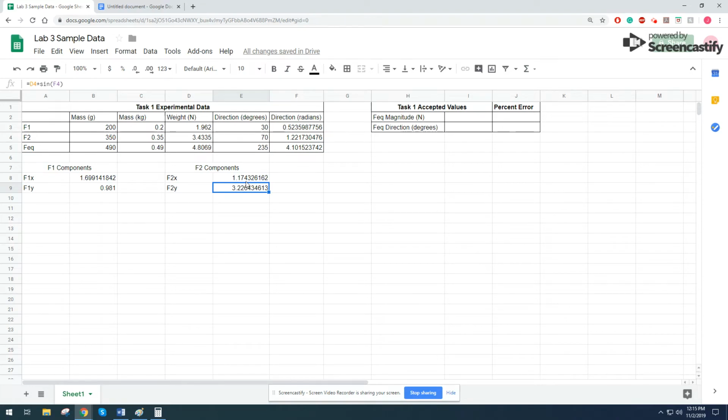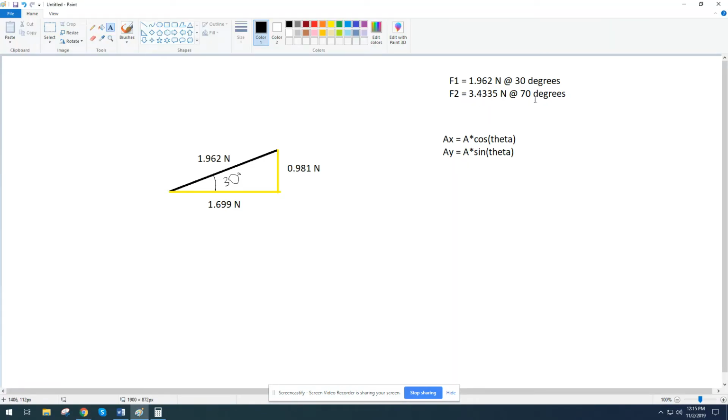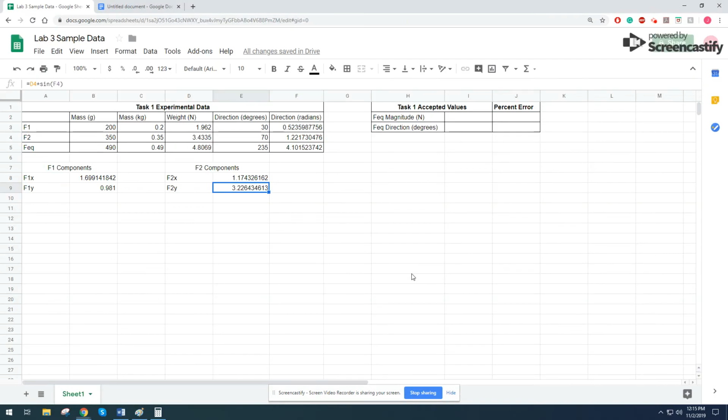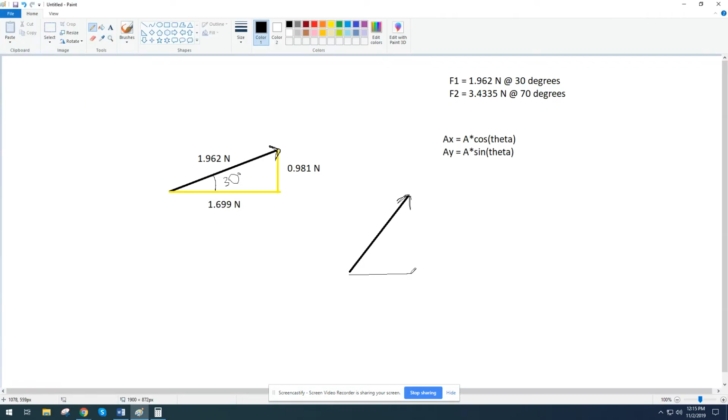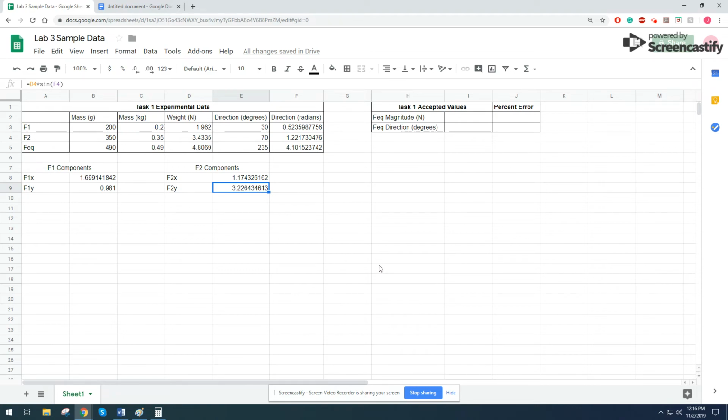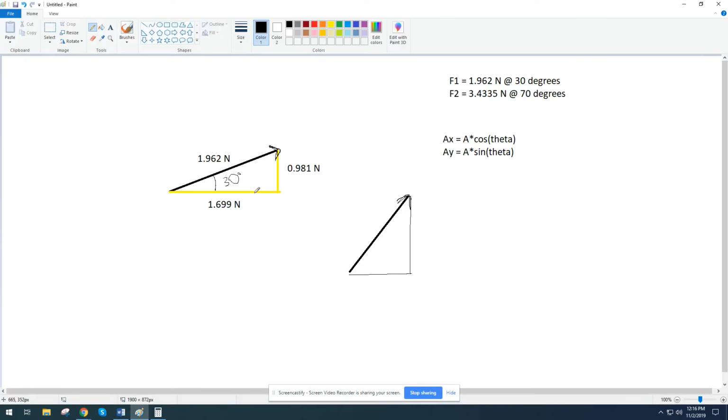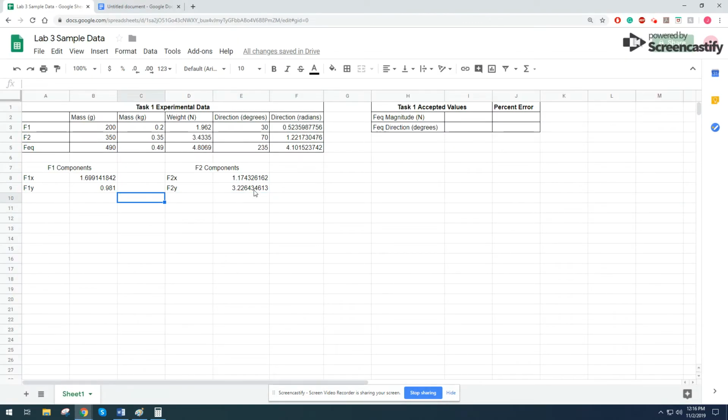And it makes sense that they're both positive because this is at 70 degrees, and 70 degrees is upper right, right? I should actually have vector heads on this, but upper right, where x and y values are positive, and same with the 30 degrees, right? They're in the first quadrant. So this is saying that the horizontal component of this, from here to here, is 1.17, and the vertical component of this is 3.226, right?